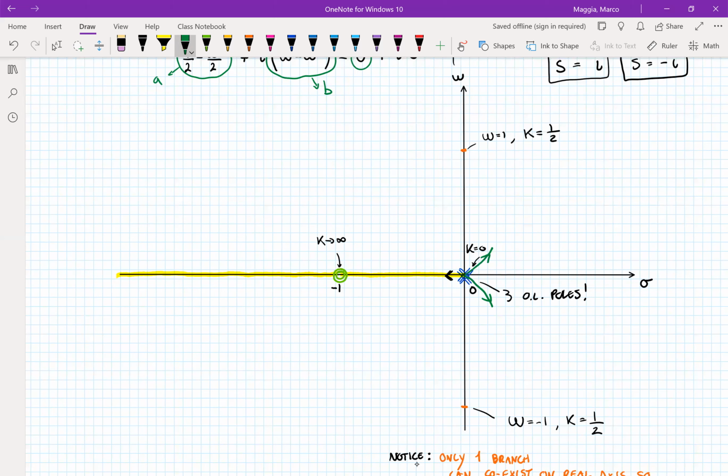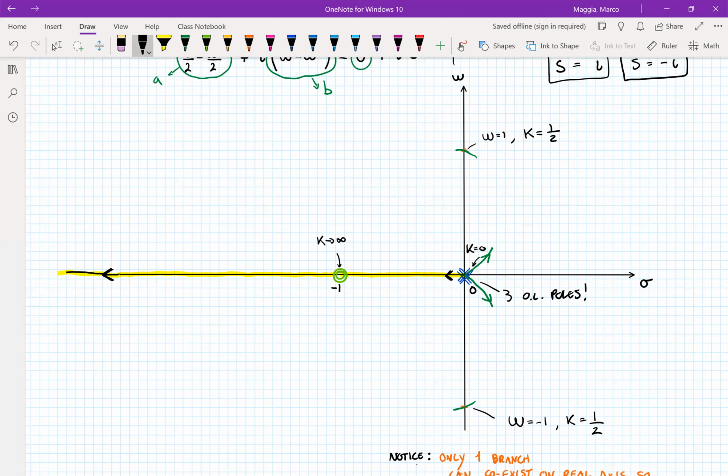And then I'm predicting that they will come back because they have to intersect the imaginary axis where we calculated. And that's all we know. What else do we know? We know that for very small numbers, one branch will follow the asymptote towards minus infinity.